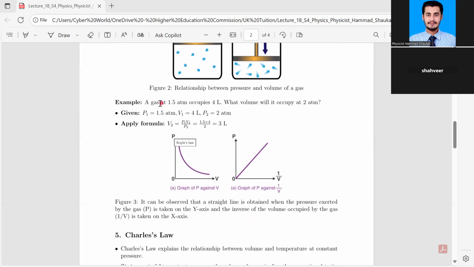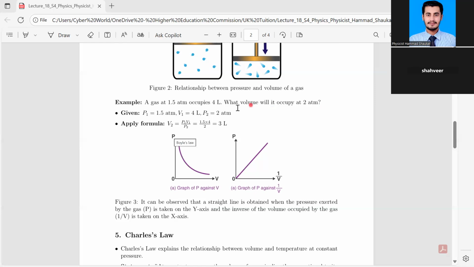Okay. A gas at 1.5 atm occupies 4 L. 4 L means 4 liters. What volume will it occupy at 2 atm? Can you tell me what atm is the unit of? Is it a pressure unit or something else? Pressure. Yes, it's the unit for pressure.